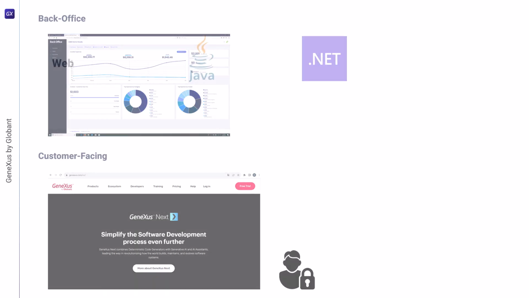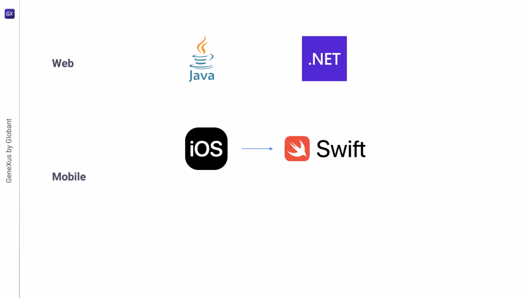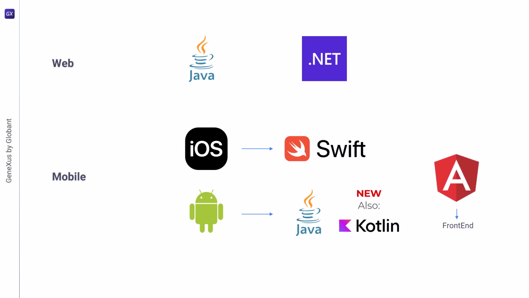Besides developing applications in Java or .NET for web, GeneXus also allows us to develop applications for Apple devices running on iOS in Swift, or Java for Android devices. GeneXus also allows generating the front end in Angular, as well as for the web. In GeneXus, we can generate the same application regardless of the platform we choose. We'll only program or design for specific platform characteristics when necessary.